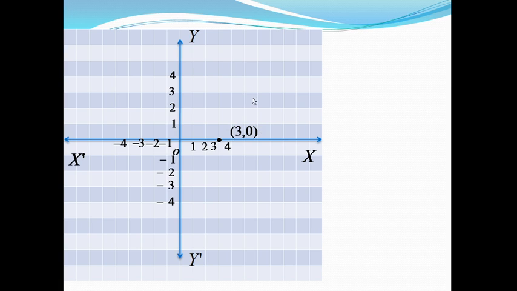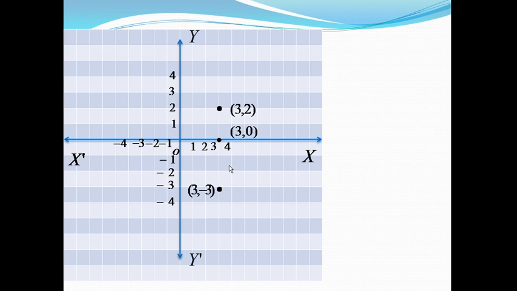Now, since we can put any value of y, because what is the standard form? Ax plus by plus c is equal to 0. Since we have only the x variable, y is not there, so the coefficient of y will be 0. So when you put any value of y, whether it is 2, 3, 4, and multiply with 0, what is the result? 0 only. Suppose I take the value of y as 2, so the coordinates will be (3, 2), and if I take the value minus 3, the coordinates will be (3, minus 3).